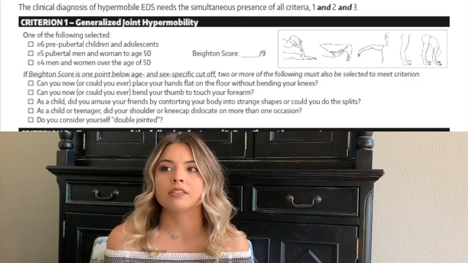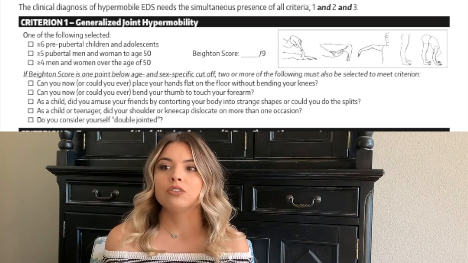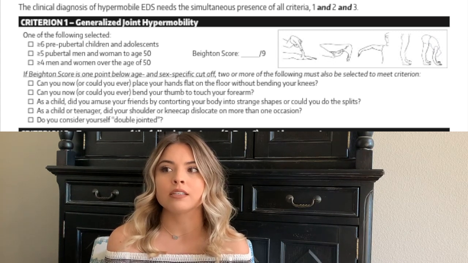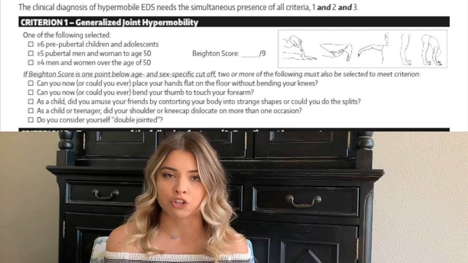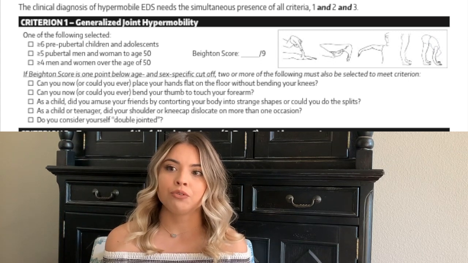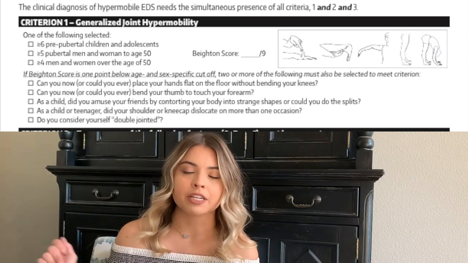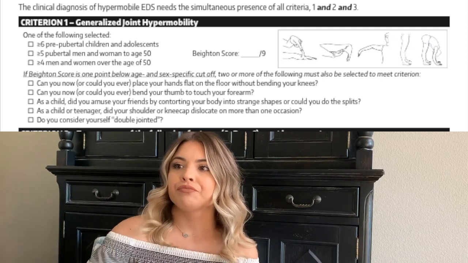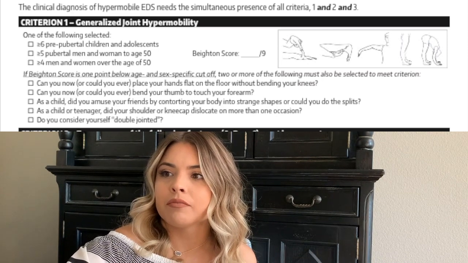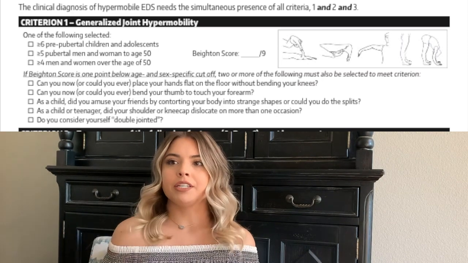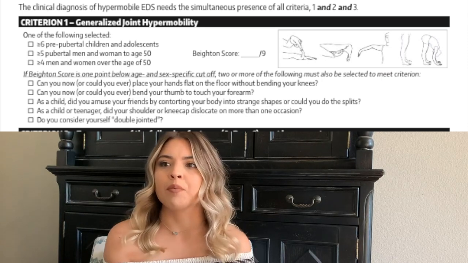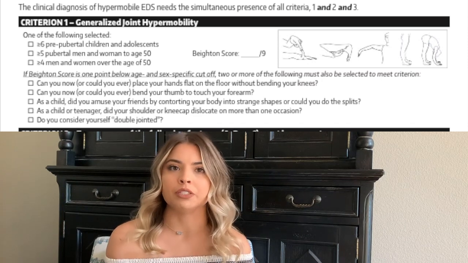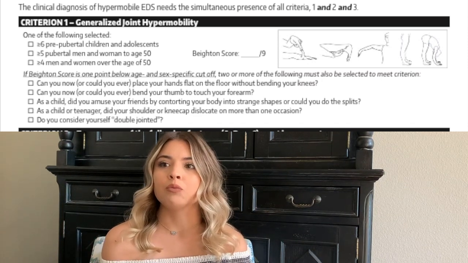So at the top of this, it says that the clinical diagnosis of hypermobile EDS needs the simultaneous presence of all criteria, 1, 2, and 3. So you have to get the yes, you're diagnosed in all 3 criterias to get your final diagnosis. So criterion 1 says generalized joint hypermobility. So this is going to be just assessing hypermobility. How hypermobile are you? And we're going to go through this.